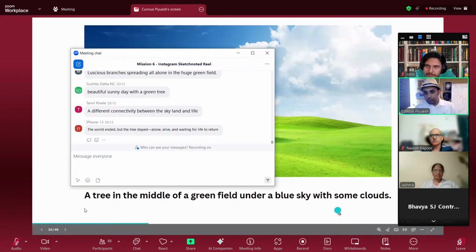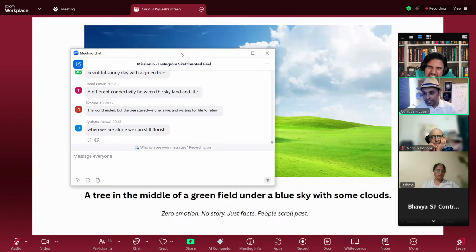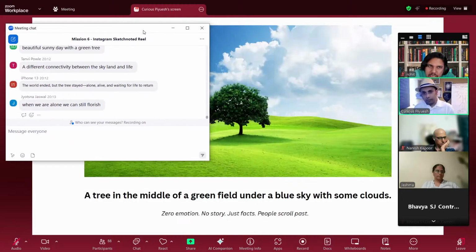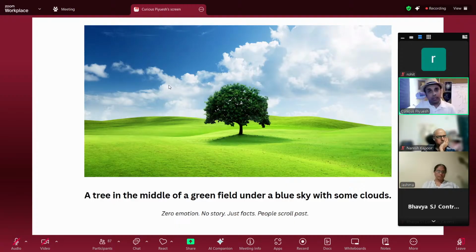Now, this is what is called zero emotions, no story, just facts. And what happens to this? People don't stop at your post. I'm talking about posts in general. Call it a LinkedIn post, call it an Instagram post, call it all social media. And trust me, this also percolates down to your personality as well. And that is why you feel scared of small talks.